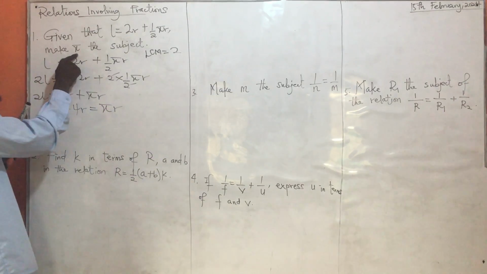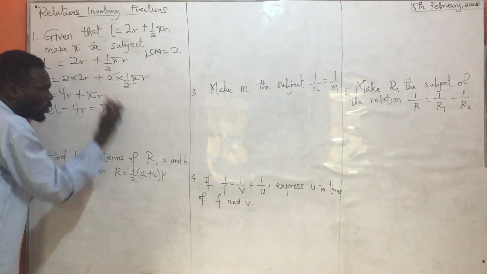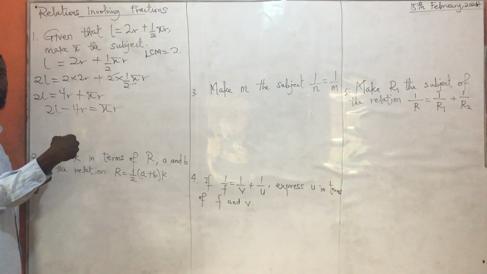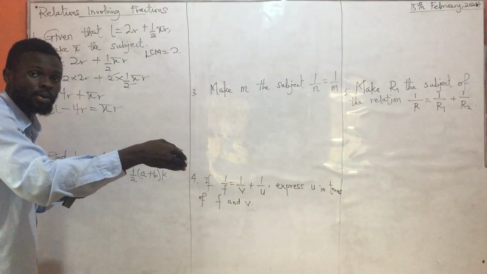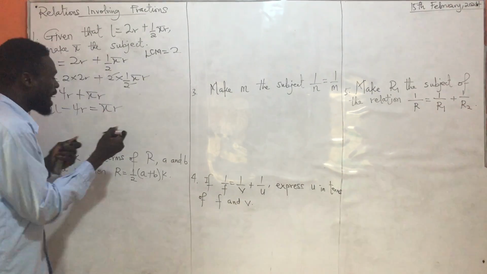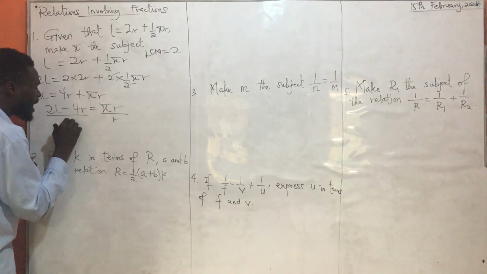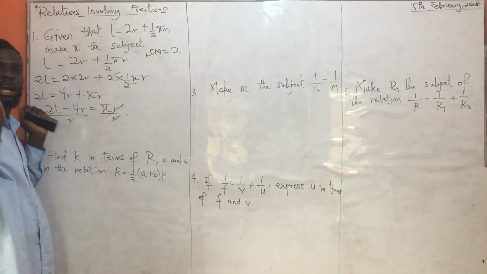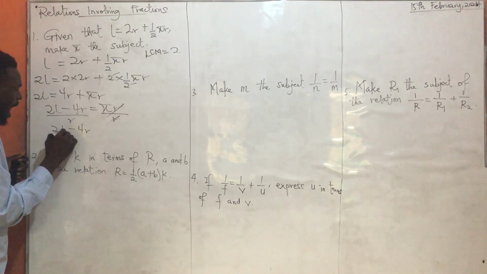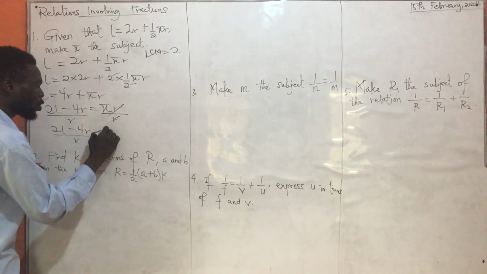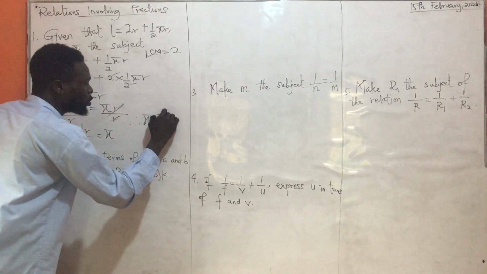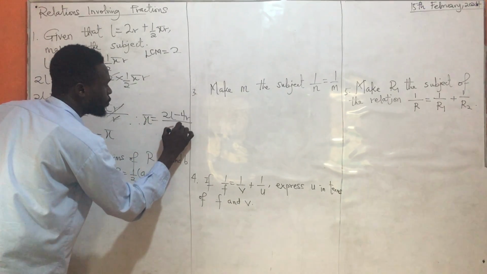The question said make pi the subject. So I'm making this variable the subject. So now that the pi is alone with r, what do we do? The pi is multiplying r. So because the pi is multiplying r, I will divide by r so that r will leave the pi alone at one side of the equation. So this will give me 2L minus 4r all over r, which is equal to pi. So pi being the subject will give you pi is equal to 2L minus 4r all over r.